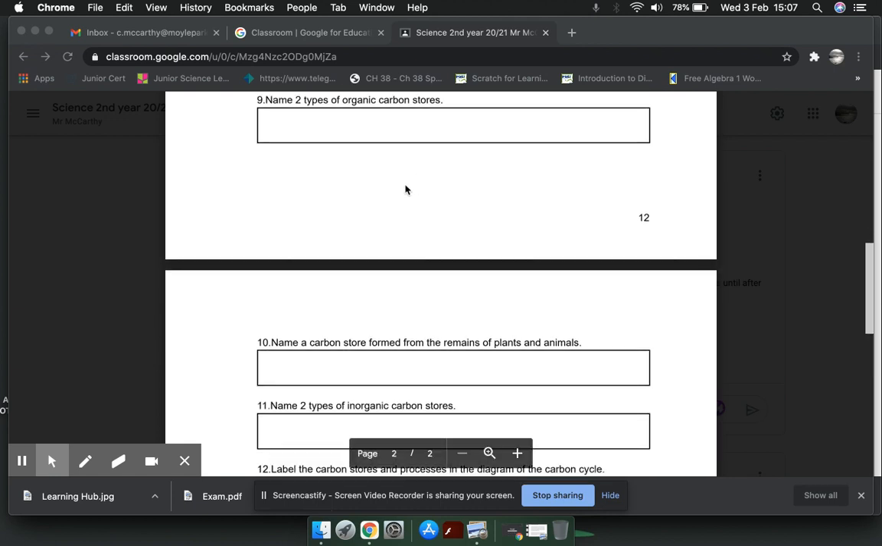Name 2 types of organic carbon stores. Now, they don't mention molecules, so you could mention, for example, trees. You could say any example of plants. You could say, for example, grasslands. You could say forestry. You could say peatlands. And all of those would be carbon stores.